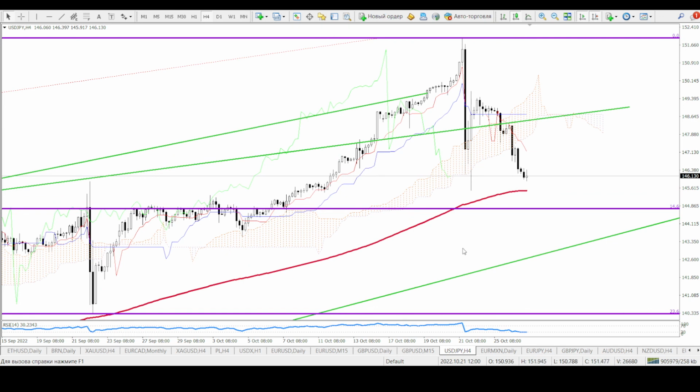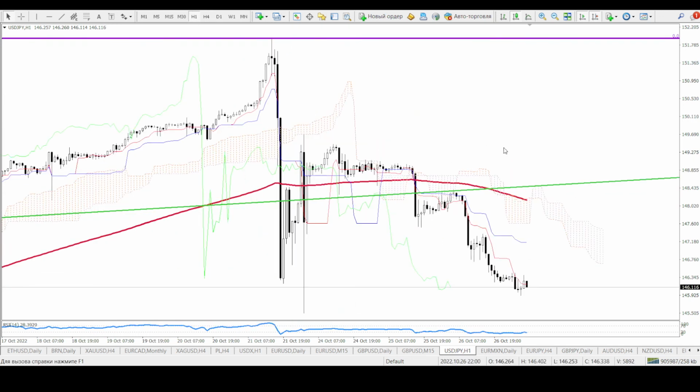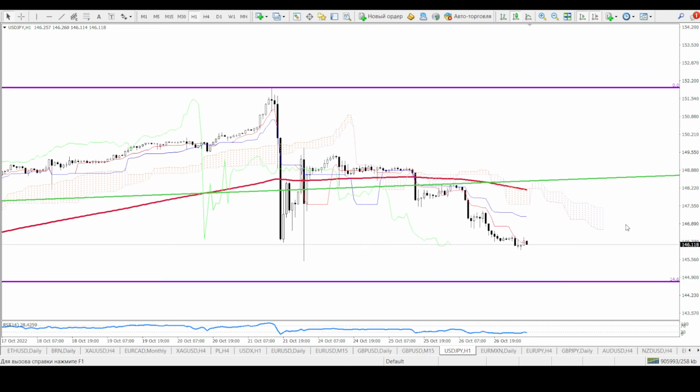I hope it will help you to work, guys. So intraday for this instrument, under 146, you may try to sell to the 144.80 area.